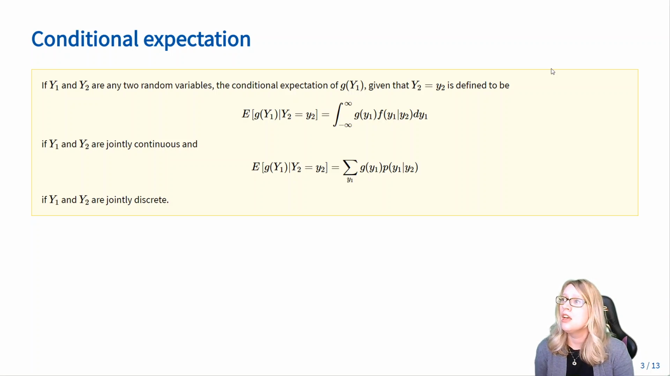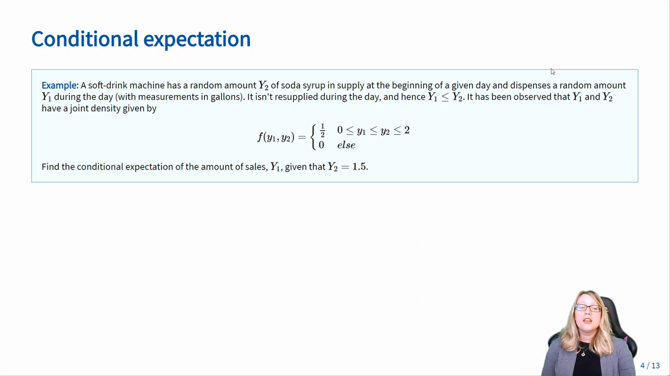beneficial for us. So if y1 and y2 are any two random variables, then we say that the conditional expectation of y1, or a function of y1, given y2 is equal to y2, can be found by taking simply that expectation over the conditional distribution. So we can either integrate using the conditional distribution, or we can sum using the conditional distribution. There are some shortcuts to finding this that can be really useful.